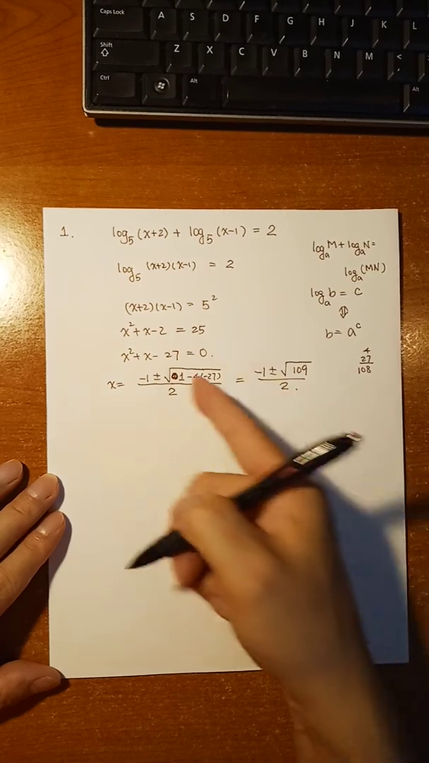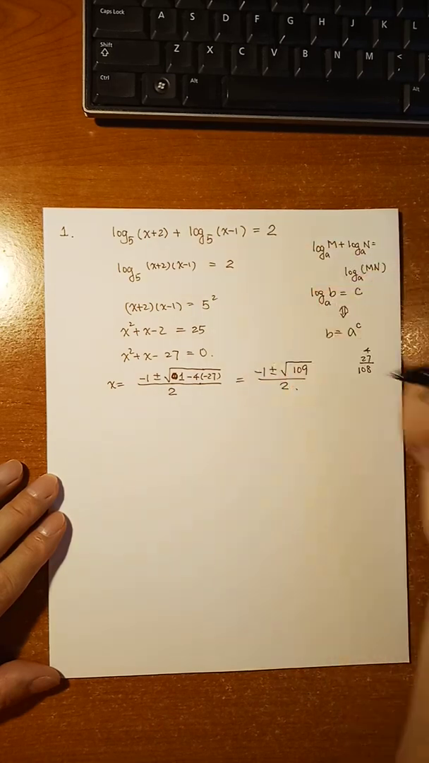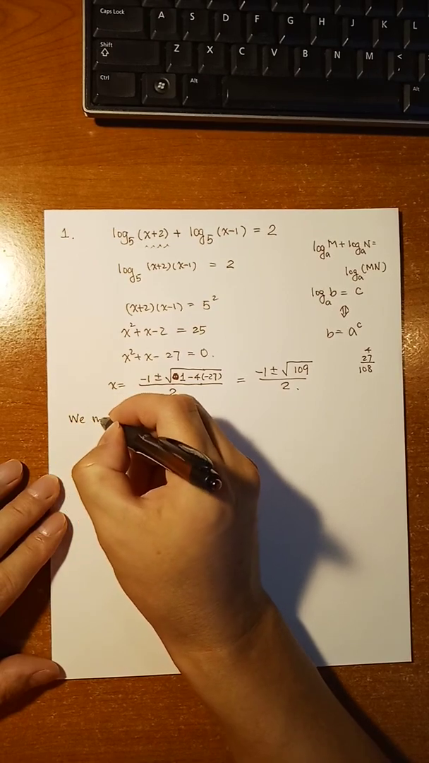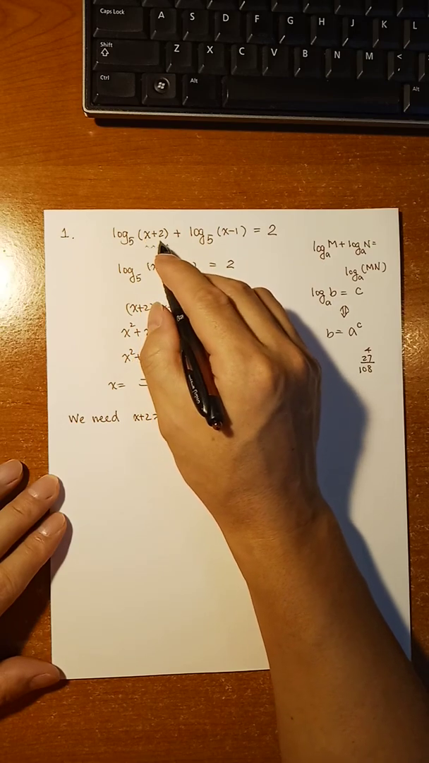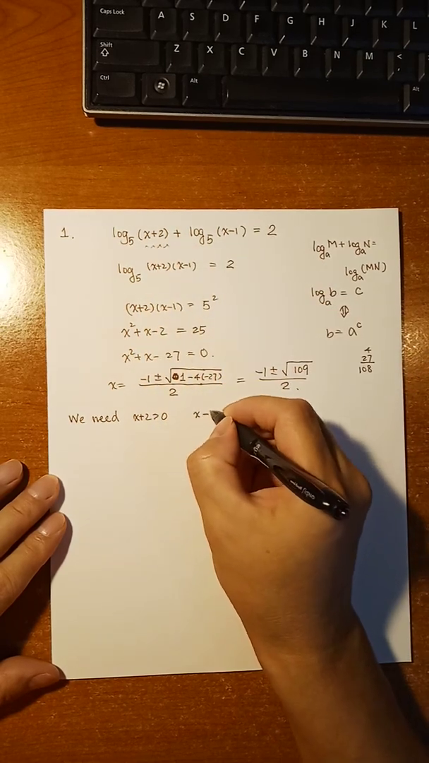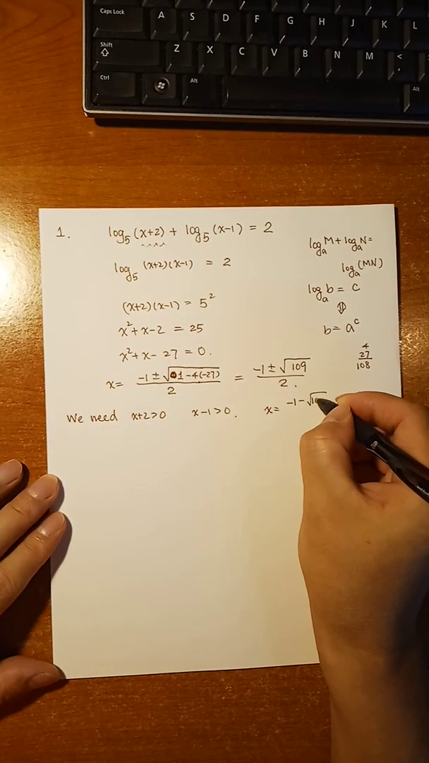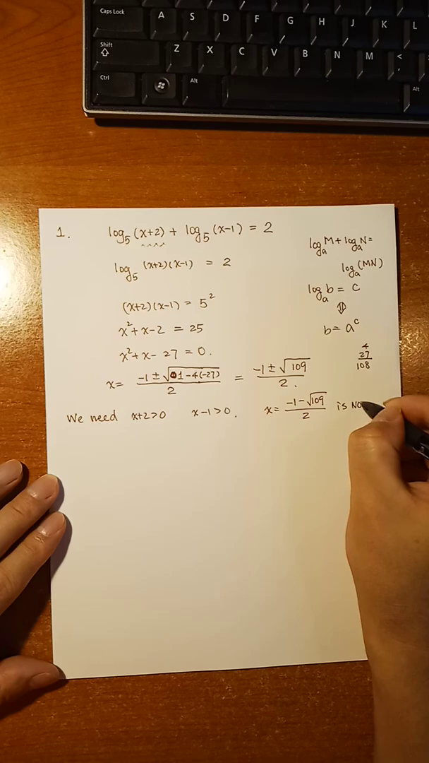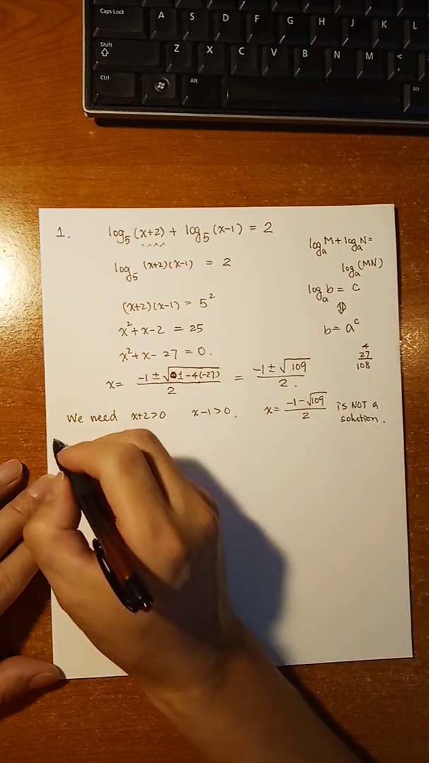But you have two solutions here. These two solutions are the solutions of the quadratic equation, but they may not be the solutions of the original equation. The reason is that we need x plus 2 greater than 0, because the domain of a logarithmic function is from 0 to infinity, and x minus 1 is greater than 0. So you can check that x equal to negative 1 minus square root of 109 is not a solution. This is a negative number, minus 1 is still negative, so this is not a solution. So there's only one solution.